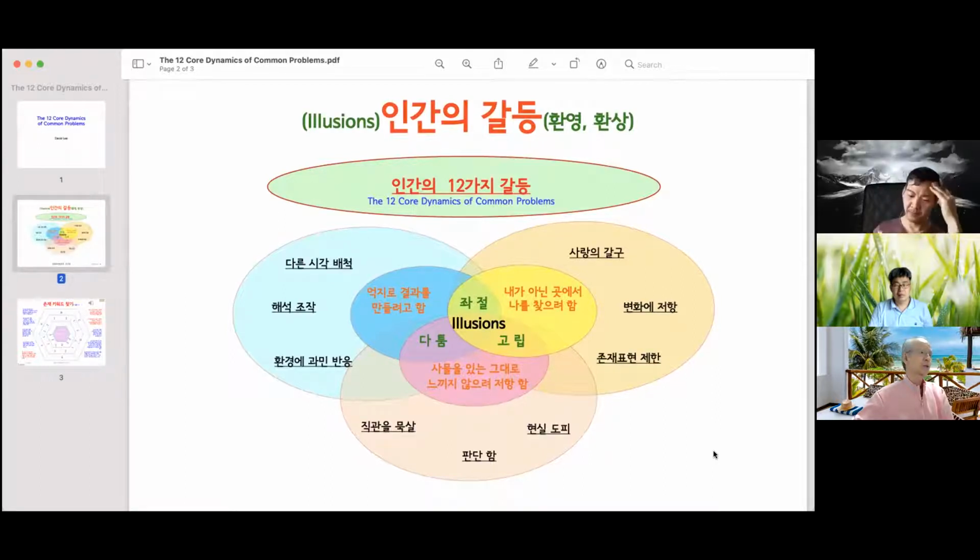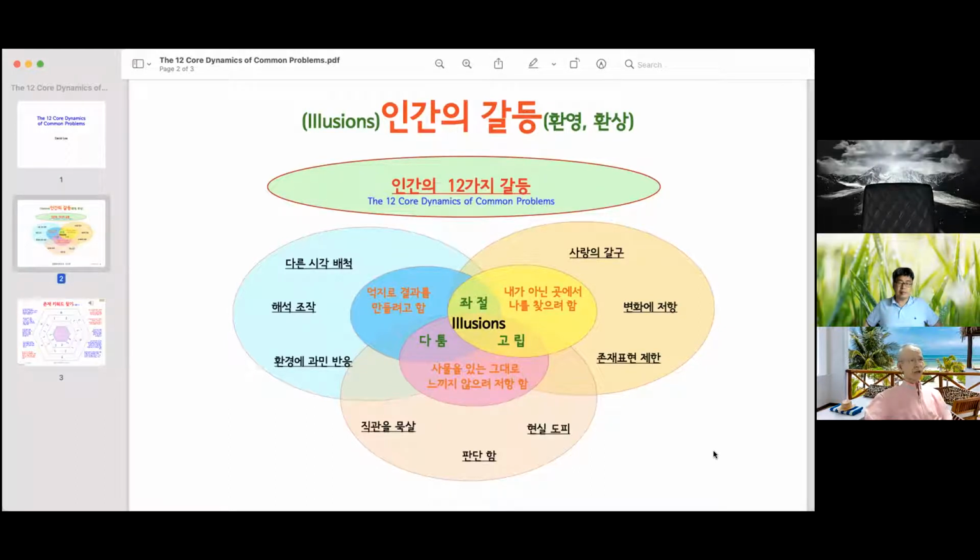And this blue one is trying to have a forced result, and too much sensitivity to the environment, and some artificial, some false activities, and trying to avoid other visions. So altogether, twelve.